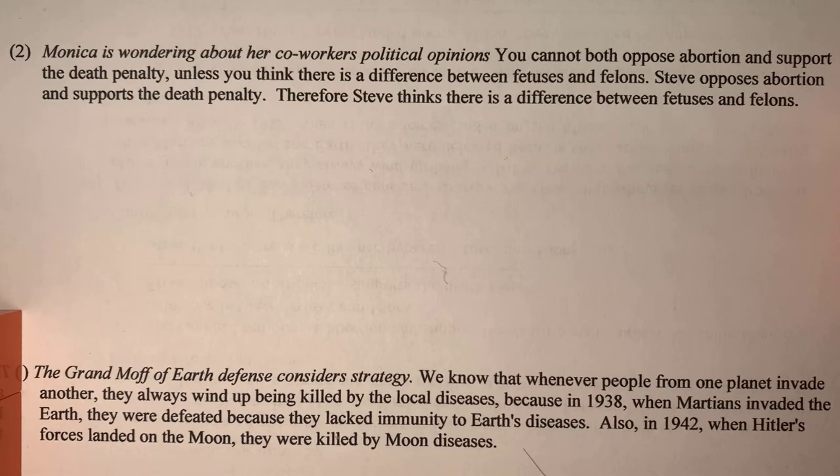So the first problem was really straightforward. There was just one premise and one conclusion, and the conclusion came second, just like it does in standard form. Now let's try the next one.